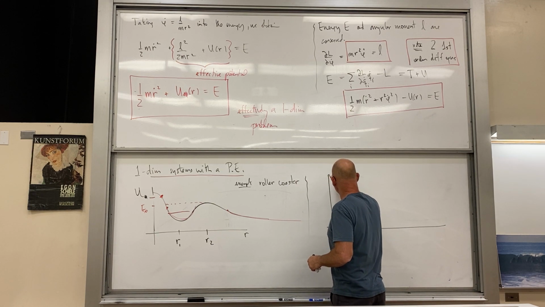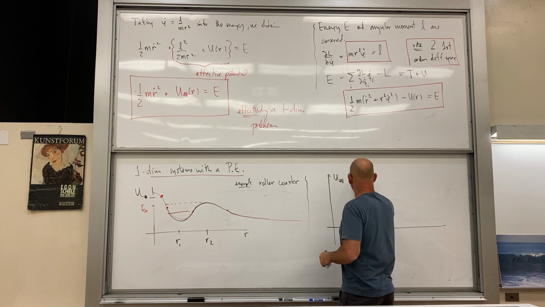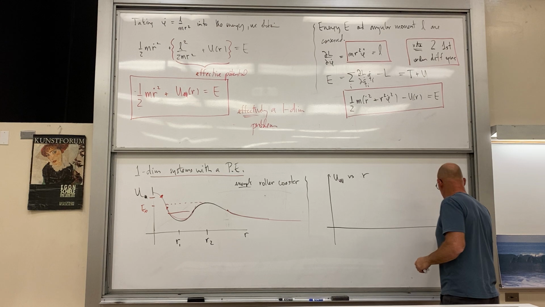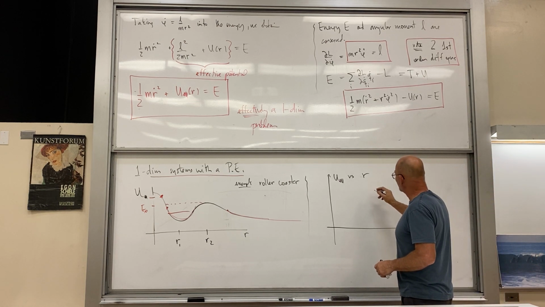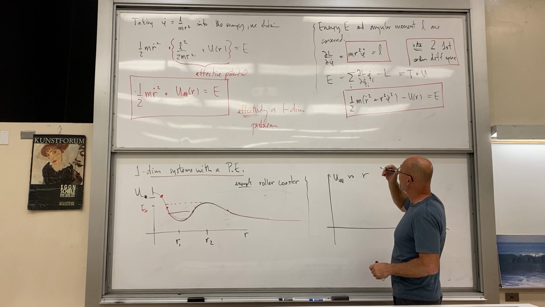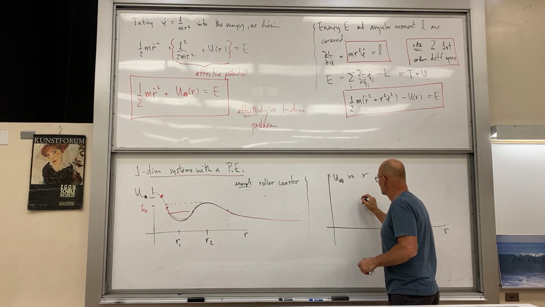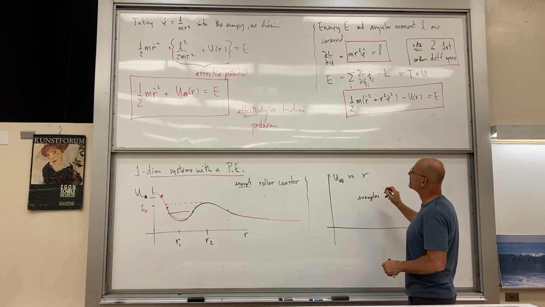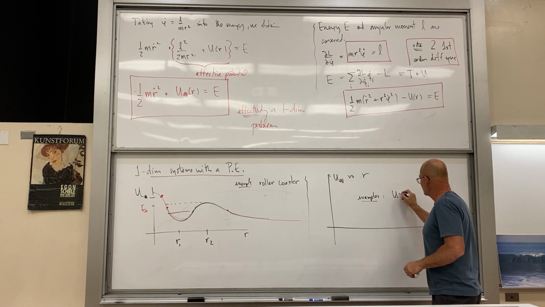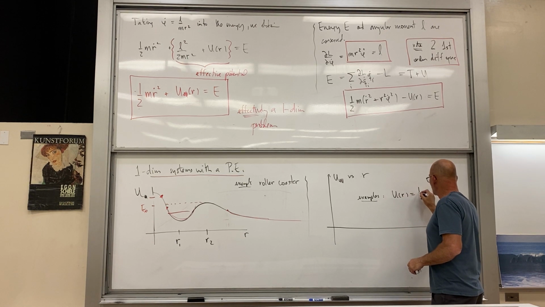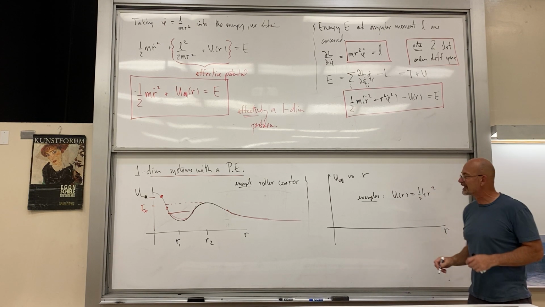This is U effective versus R. And I'm going to, let's write some examples first. And then we'll graph them. So U of R equals 1/2 K R squared. That's certainly a possibility.